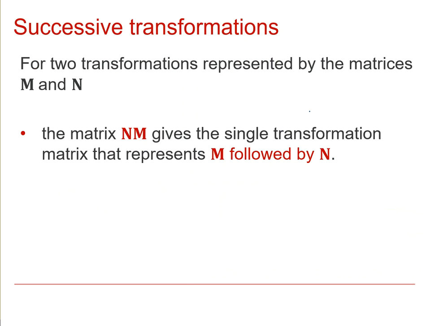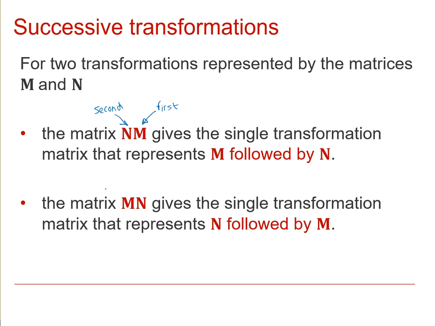So to summarise this, in a general case, if we've got two transformations represented by matrices M and N, the matrix NM will give the single transformation that represents M followed by N. So M first and N second. Very much the same as composition of functions. If we multiply the other way around, MN, what would that give us? That would give us N first with M second.